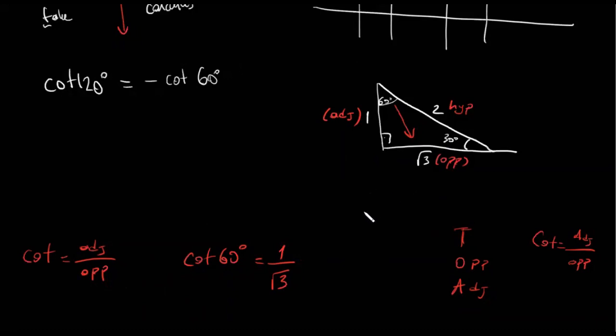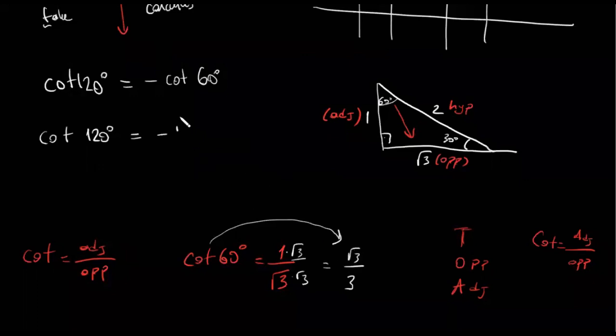Because opposite is root 3. And now I can rationalize the denominator. I multiply the numerator and the denominator by root 3. So 1 times root 3 is root 3, over root 3 times root 3 is 3. This is cotangent of 60. So that means cotangent of 120 is equal to negative root 3 over 3. That's the answer.